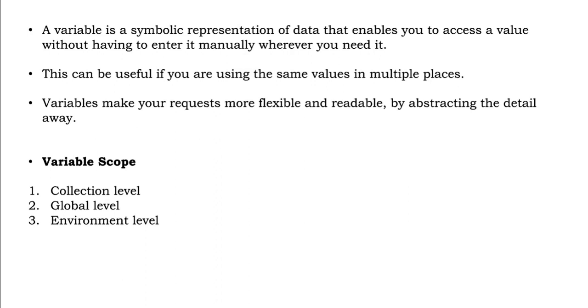Variables make your requests more flexible and readable by abstracting the detail away. Coming to the scope of the variables, it can be divided into three levels. One is the collection level, where we can define a variable, and the other two are the global level and the environment level. So let us go and see in Postman how it works.